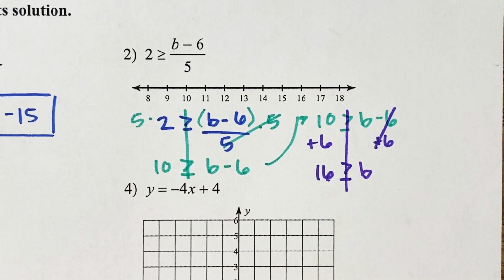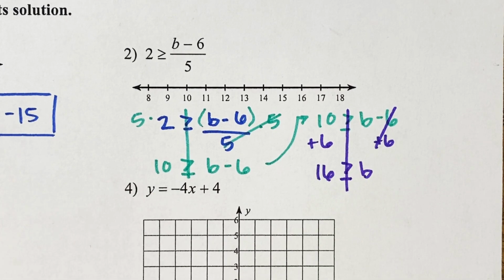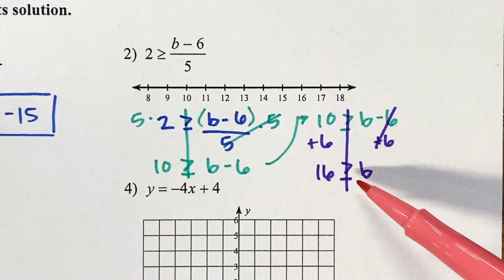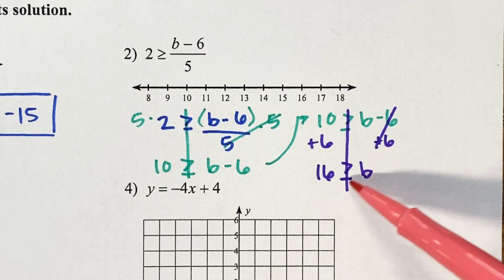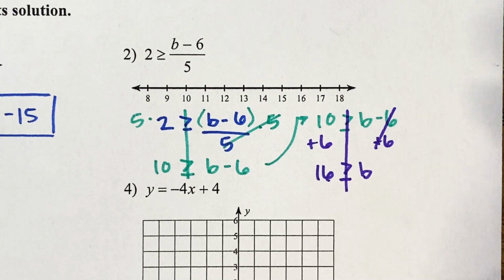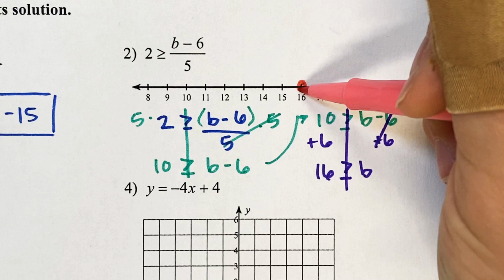Okay, so now we can go ahead and graph this. At what number am I going to put my point? It's going to be at 16. So that's right there. Is it going to be an open or a closed point? It's going to be closed because it has that little extra. It's greater than or equal to.